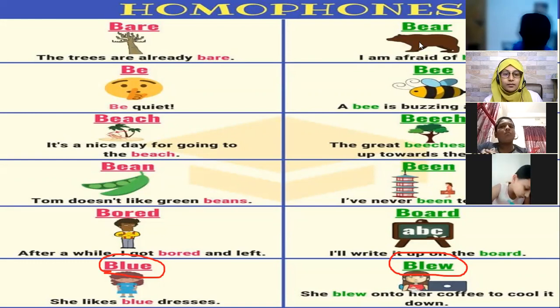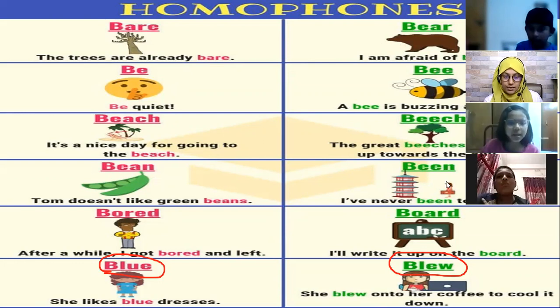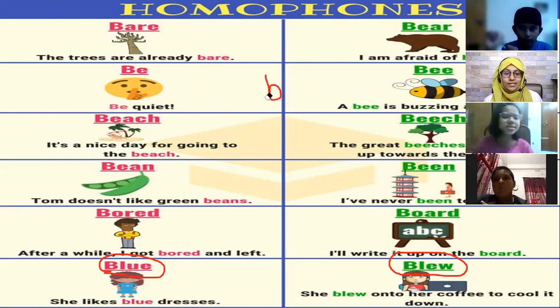Say bear, bear. B, B. Beach, beach. Bean, bean. Beach, miss, board, what is the meaning of bear? B-A-R-E. Don't say bear. Don't say bear. It's bear. Bear. Achha, ami bole dicchi eta kibhabe uchcharon hobe.